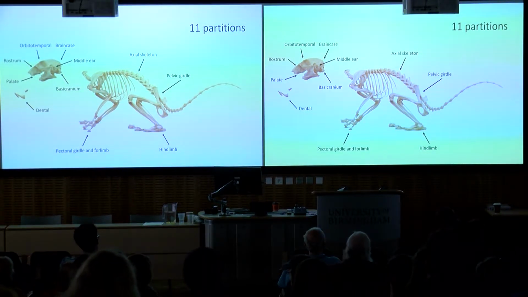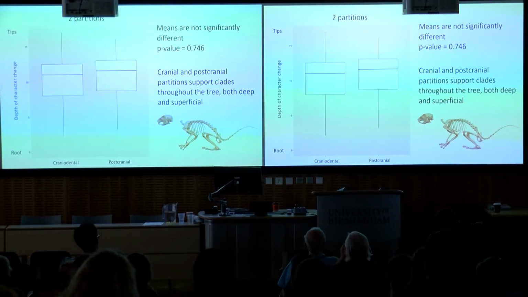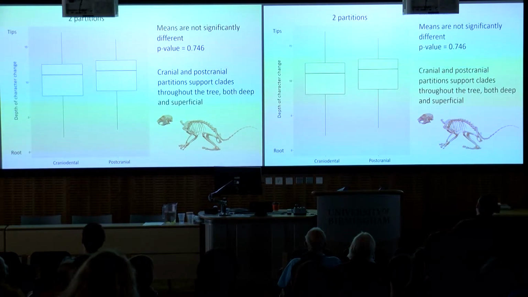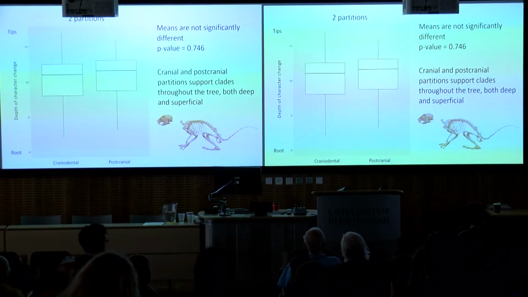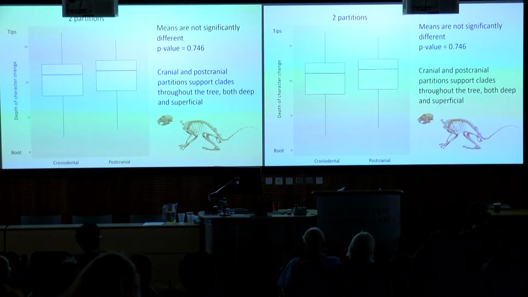So time for a few results. Here on the y-axis, you can see the depth of my unambiguous character changes from the root of the tree. And on the x-axis, we've got our data partitions. So here it would appear that there is no significant difference between the cranial, dental, and postcranial partitions, and that these characters support clades of various depths across the rodent tree.